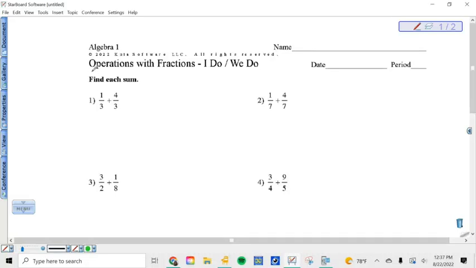We're talking about operations with fractions, right? When I say operations, what am I talking about? There are four main operations. Those are my four. I'm just looking for addition, subtraction.